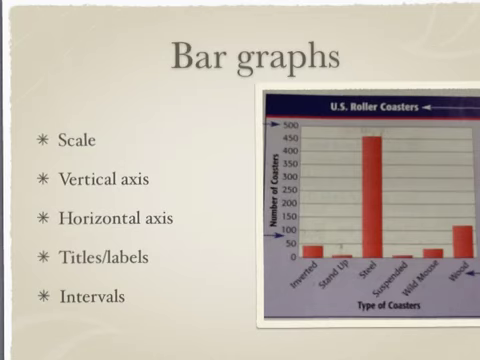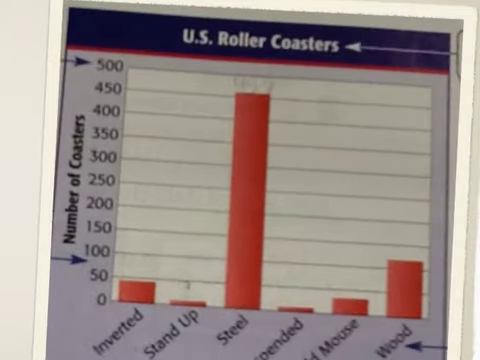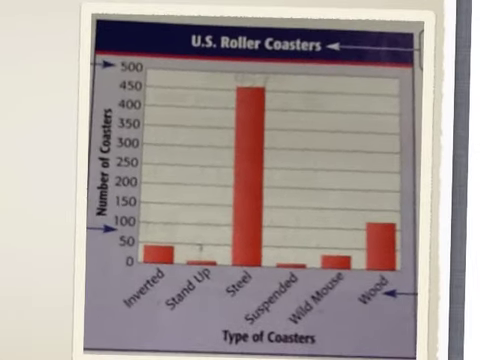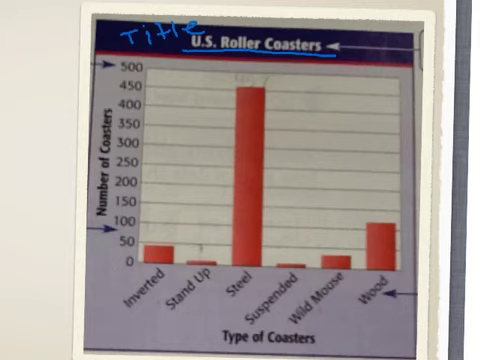Okay, so I have a bar graph over here. Let's zoom in a little bit and look at the bar graph and see what kind of information we can tell from it. Our bar graph has a title on it, and the title is the U.S. roller coasters. Right here it talks about the different types of coasters: inverted, stand-up, steel, suspended, wild mouse, and wood. And then the number of roller coasters that are out there. You can notice here, this is the frequency.